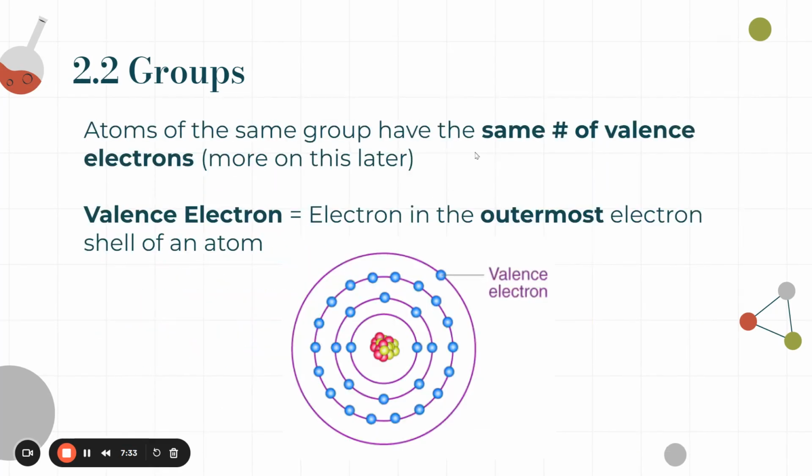Atoms of the same group have the same number of valence electrons. And a valence electron is basically the electron that's in the outermost electron shell of an atom. So in this example, this atom has one valence electron, but it can have multiple.